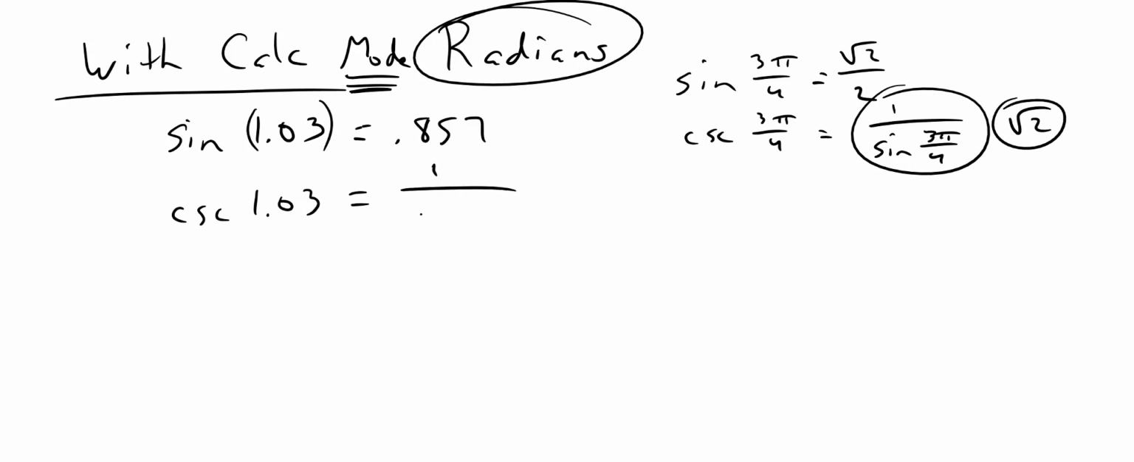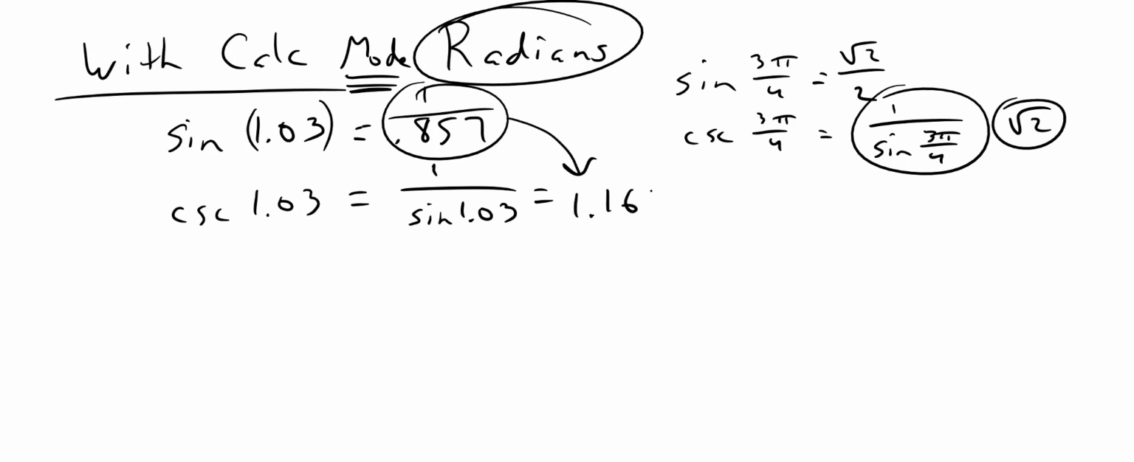It's 1 over sine of 1.03. That's important. It's a reciprocal of that. So if you do that, it's basically 1 divided by 0.857, which gives you 1.166. Okay, that's your answer.